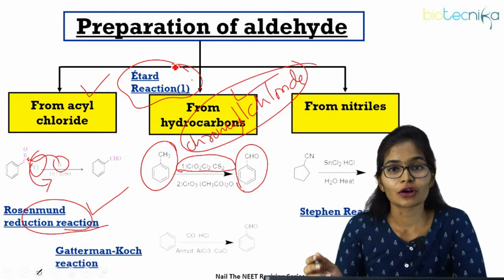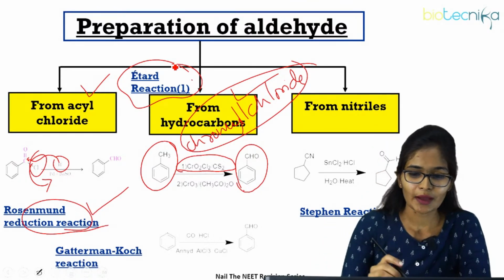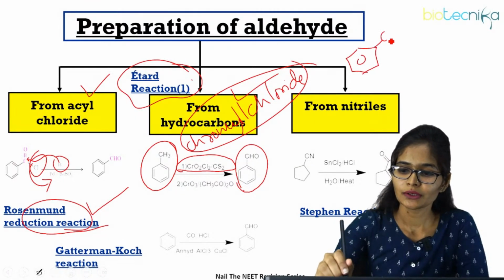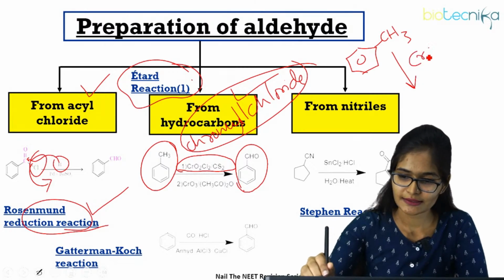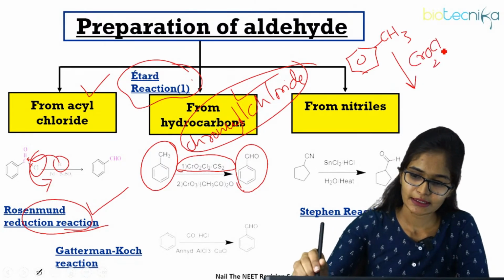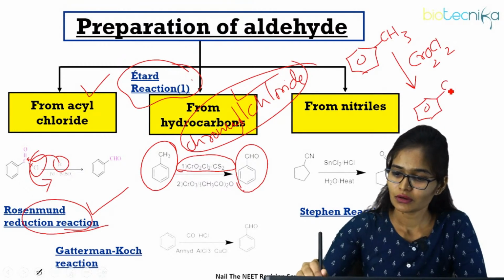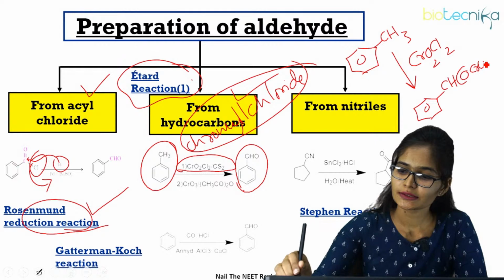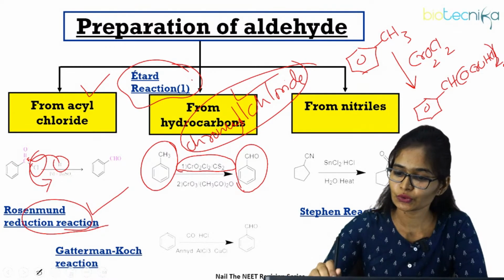Okay, so what do we call it? We call it the Étard reaction. So what happens here? Firstly, there will be toluene. You will add chromyl chloride, that is CrO2Cl2. So it will first form a chromyl complex.